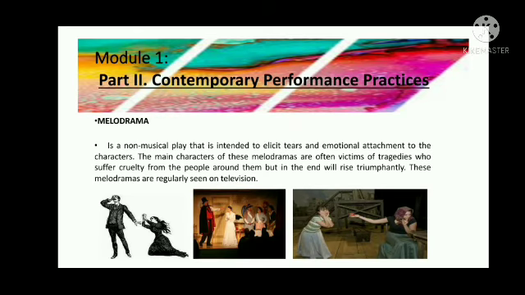Next, we have the melodrama. It is a non-musical play that is intended to elicit tears and emotional attachment to the characters. The main characters of these melodramas are often victims of tragedies who suffer cruelty from the people around them, but in the end will rise triumphantly. These melodramas are regularly seen on television.